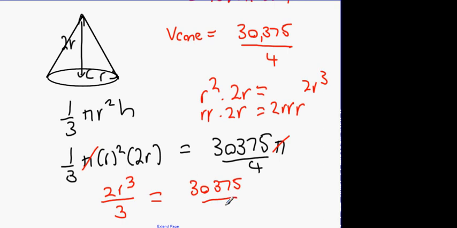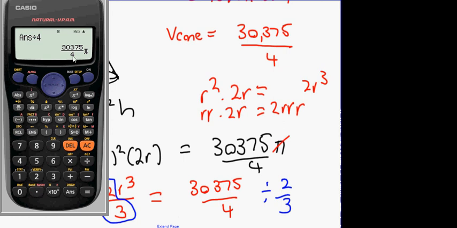30375 over 4. So what we need to do is isolate r. See this 2 over 3 here, it's multiplying on the left, which makes it divide by 2 over 3 when you bring it over to the other side. So once again, keeping the calculator exactly as it is, we need to get rid of the pi for a start. So I'm going to divide by pi to get rid of it. Now it's the black part, 30375 divided by 4. I'm going to divide that by 2/3 now. And I divide it by 2/3.